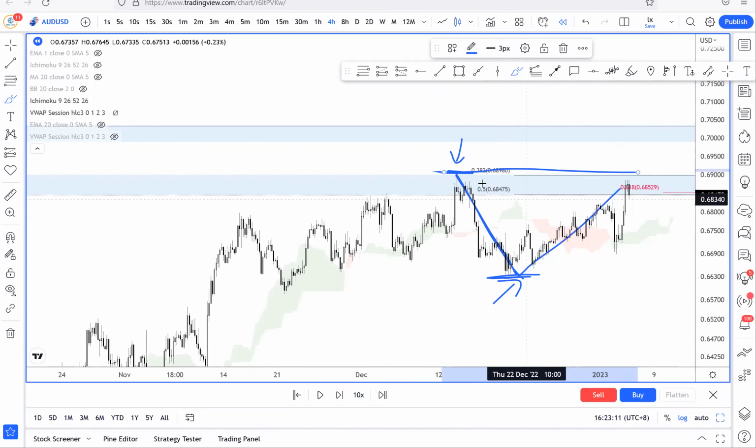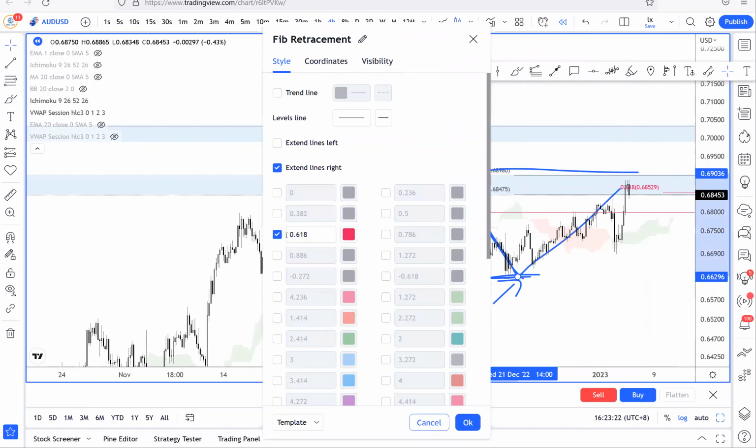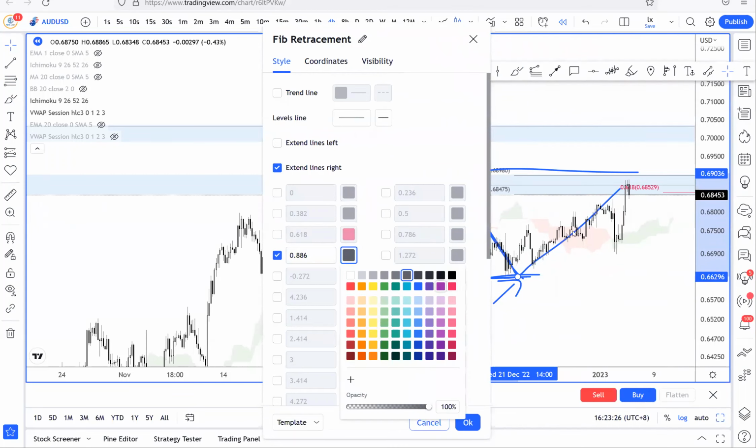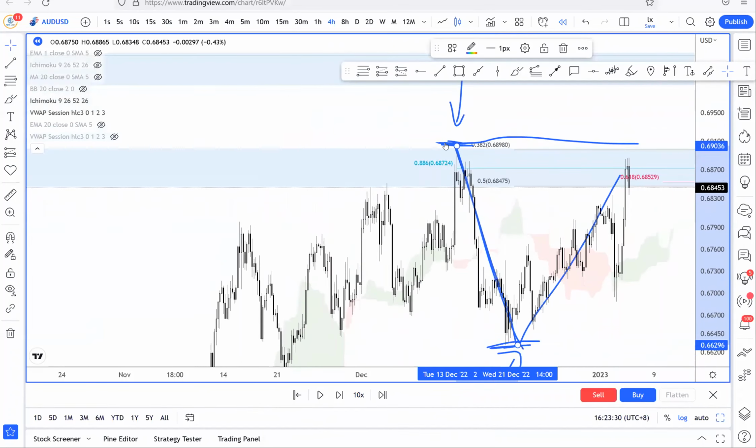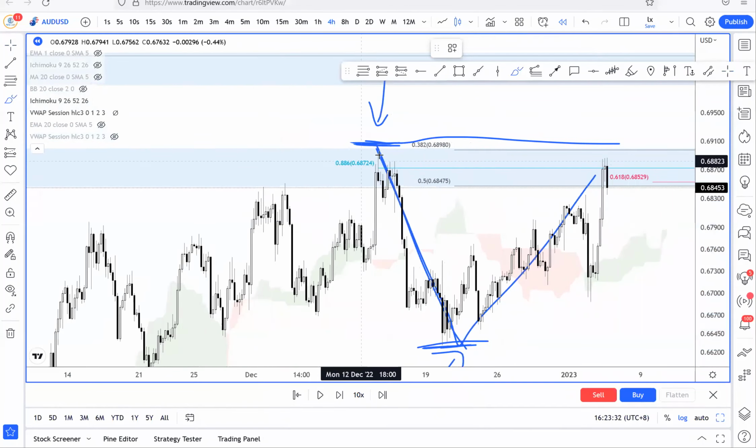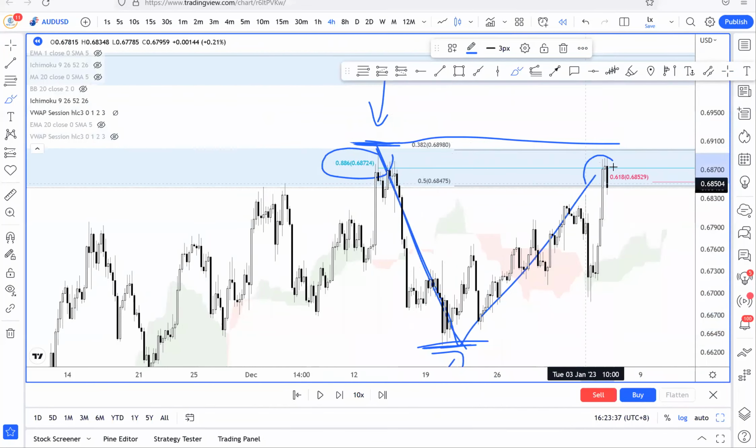So when I take a Fibonacci retracement of this move, from high to low, let me just open up the different levels. You can see in this specific example, the 88.6%, which is basically this resistance area, lines up with this reversal point. So this is valid until price actually forms a new high.